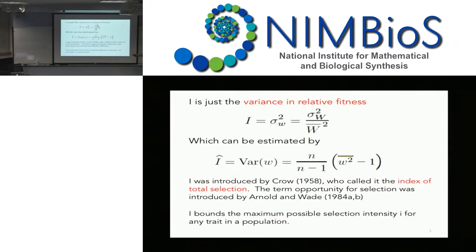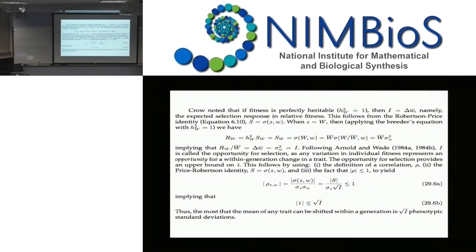Crow came up with this notion of the index of total selection, and one of his motivations for it was the following. Suppose we assume, hypothetically, that fitness is perfectly heritable. If that's the case, then I gives you the expected change in fitness.